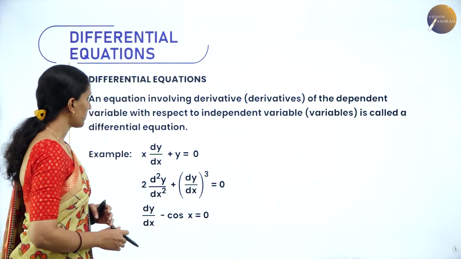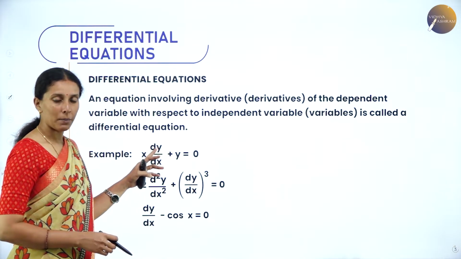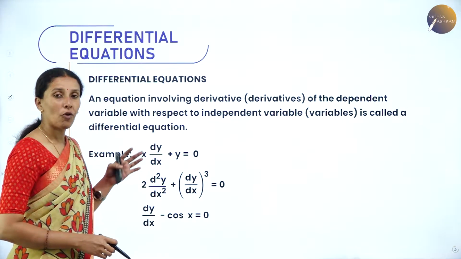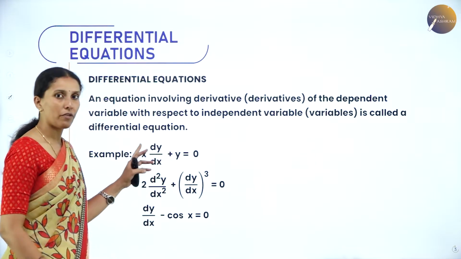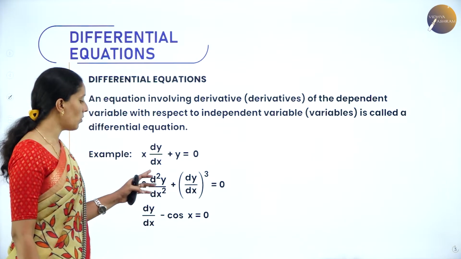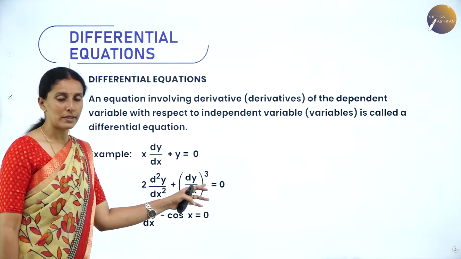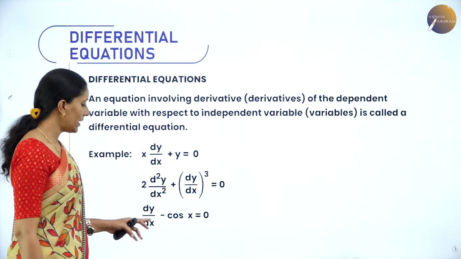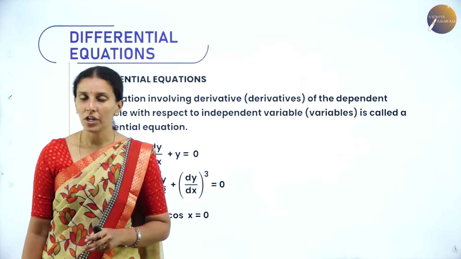For example, here I have taken x into dy by dx. We know y is the dependent variable and x is the independent variable. That is why we take dy by dx as the derivative of y with respect to x. So here an equation involving the derivatives of a function is called a differential equation. And in the second, 2 into d square y by dx square plus dy by dx whole cube is equal to 0. Second order and first order derivative, dy by dx minus cos x is equal to 0. So these are all examples of differential equations.